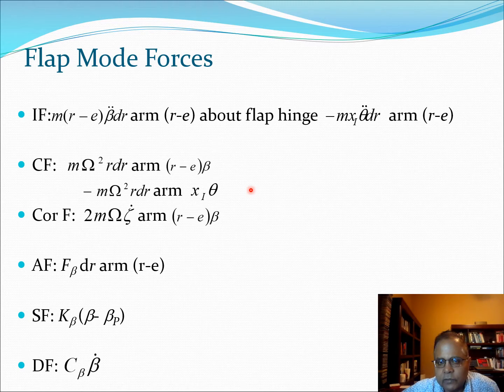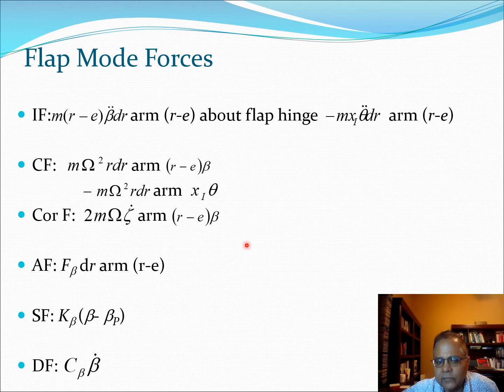Now let's look at each of these forces. Recall many of these forces from our previous discussion. So we would have inertia force m r minus e beta double dot dr r minus e. There is also an inertia force component due to m xi theta double dot dr. Recall this from our pitch flap derivation. Similarly, there is a term involving centrifugal force. One comes directly from flap, which we have seen in the flap equation. Second one comes from the pitch component.